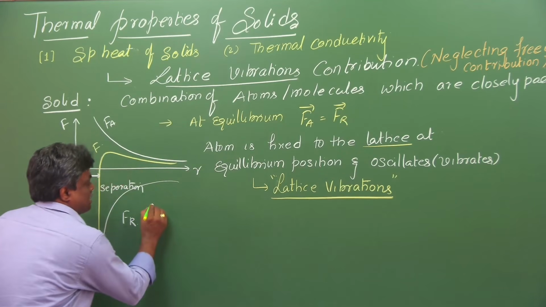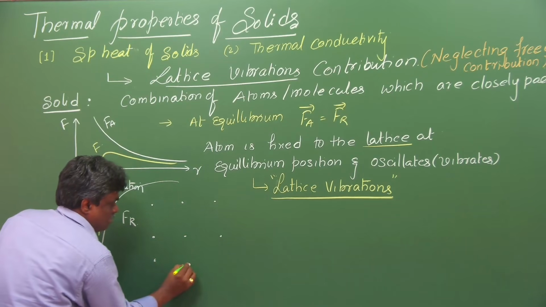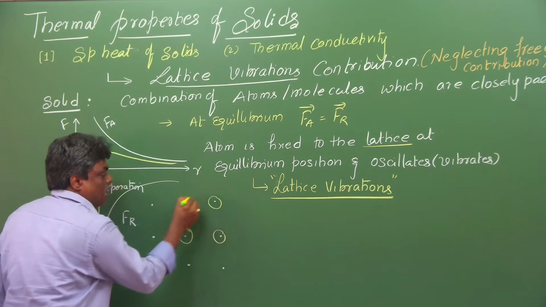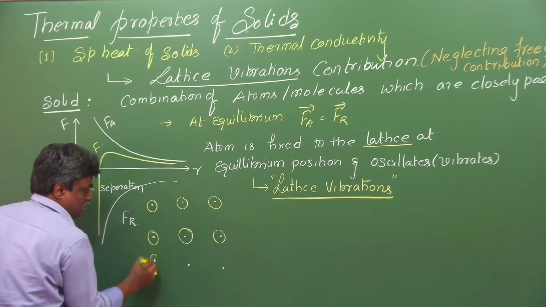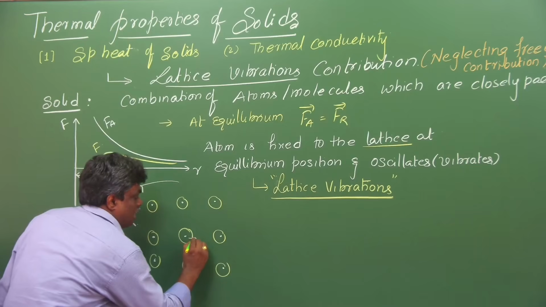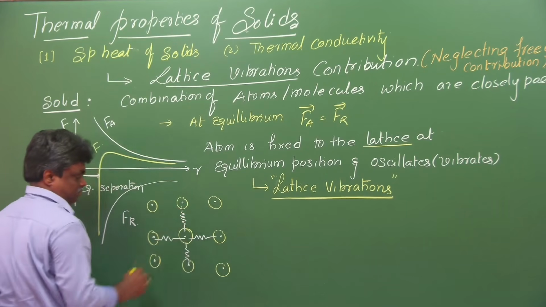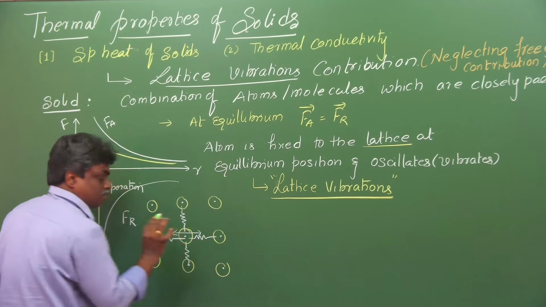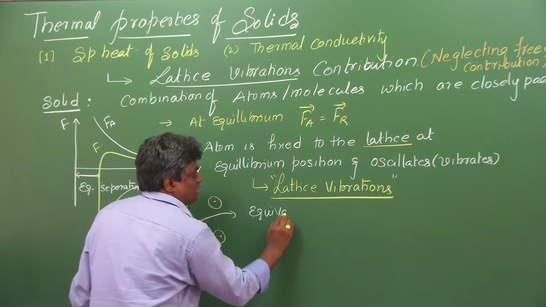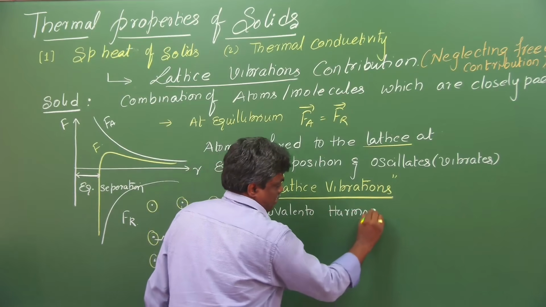So finally, what do you understand? This is the lattice, for example. In this lattice, our atoms are at the equilibrium position, at which the repulsive and attractive forces are equivalent, and they are oscillating about their mean position. These oscillations are equivalent to harmonic oscillations.